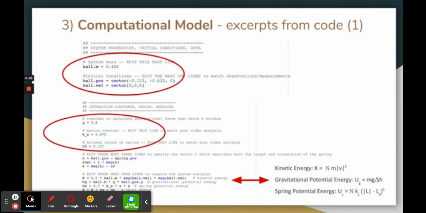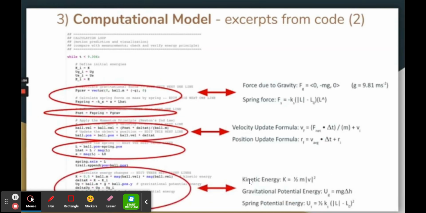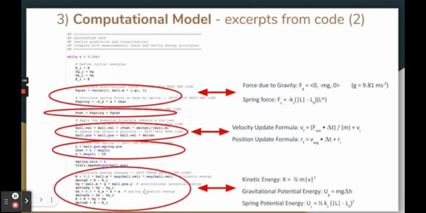This is all the equations we're going to use. It's the starting position for the vector, the spring constant, which I calculated, and then all of the gravity and energy functions. Along with that, we have the force due to gravity, the spring force, the total net force, which is those two together, the position and velocity update, the distance L of the spring, and then more energy updates.